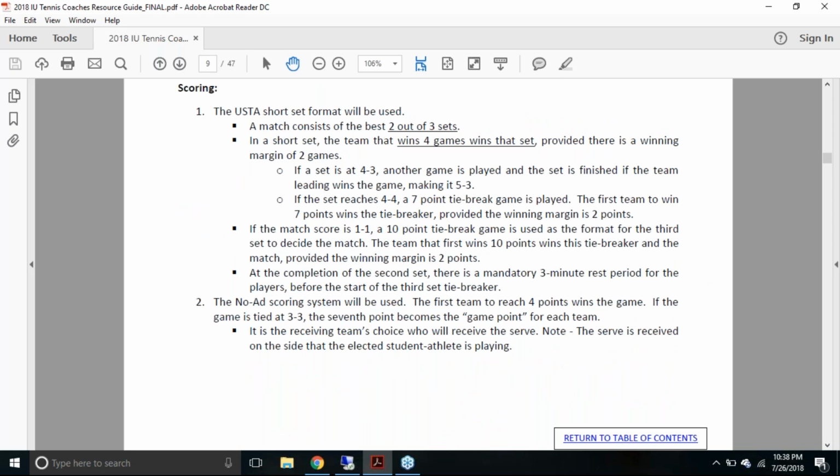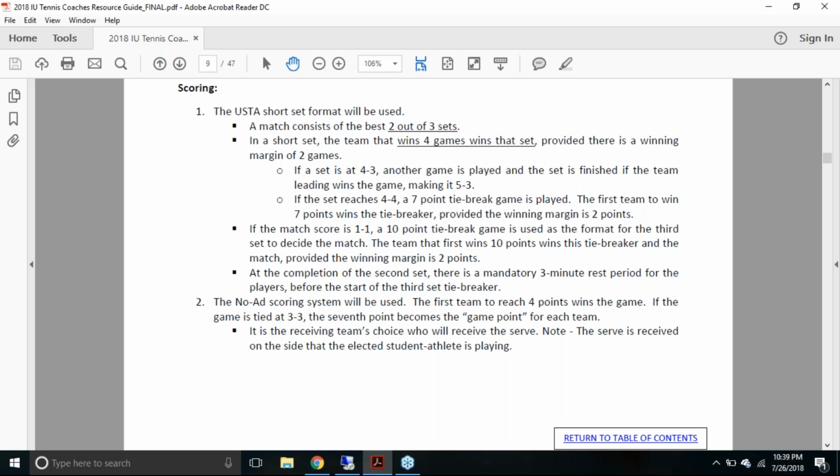For scoring, the USTA score short set format will be used. A match consists of the best 2 out of 3 sets. In a short set, the team that wins 4 games wins that set, provided there is a winning margin of 2 games. If a set is at 4-3, another game is played and the set is finished if the team leading wins the game, making it 5-3. If the set reaches 4-4, a 7-point tiebreak game is played. The first team to win 7 points wins the tiebreaker, provided that the winning margin is 2 points.